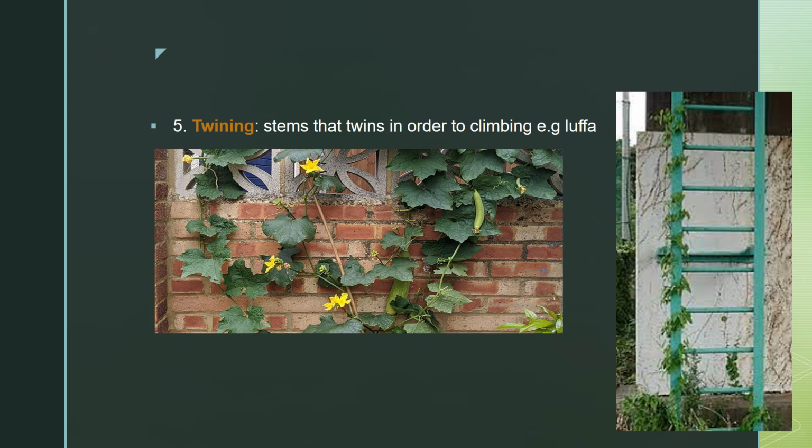Twining stems. Stems that twine in order to climb. Example, loofah. It's very simple and easy to identify because it's just twining around objects. It can be any object, or it can be another stem of another plant. So it's called twining stem.